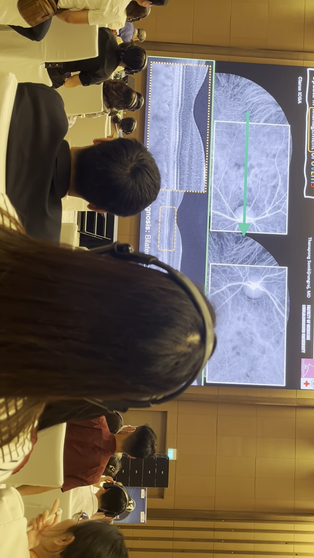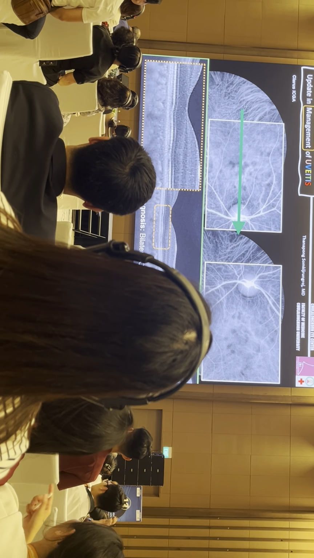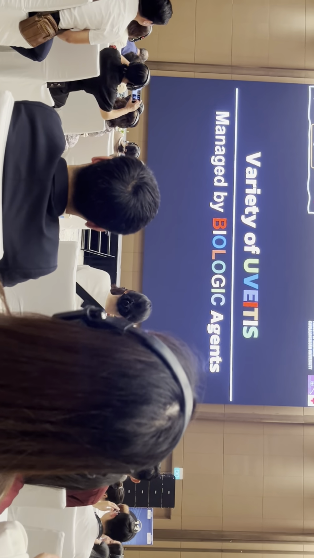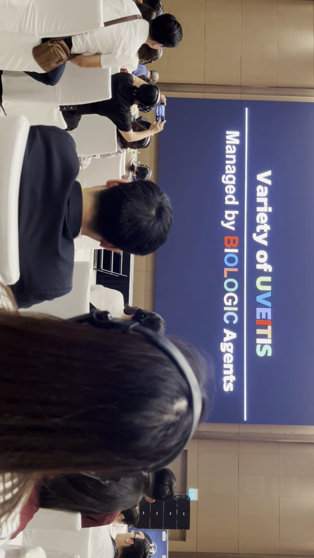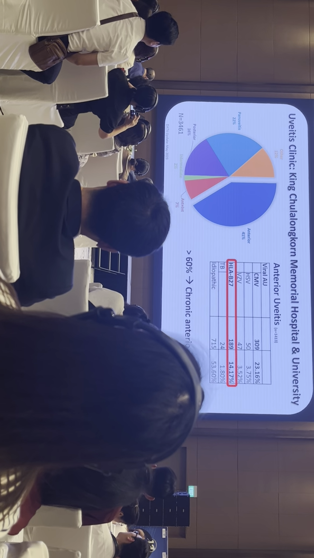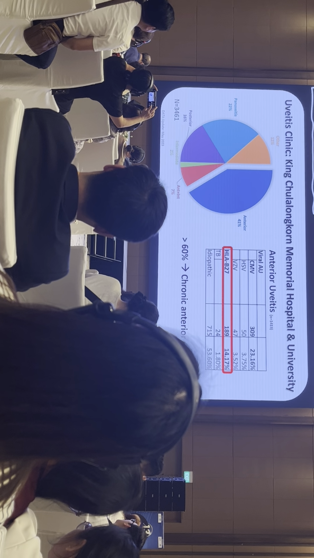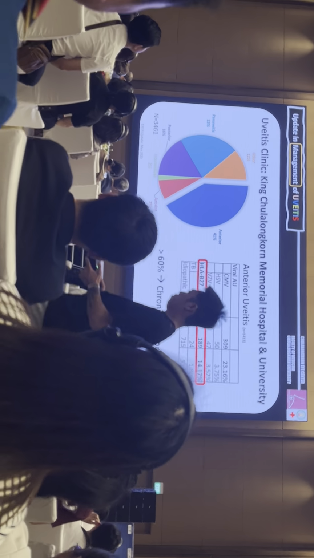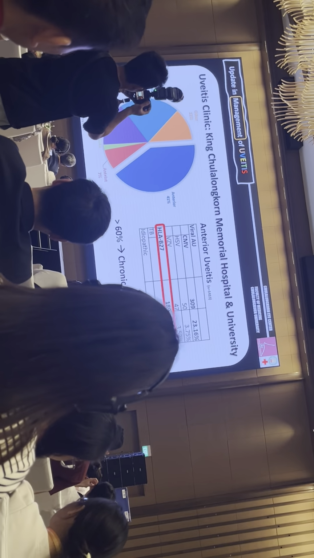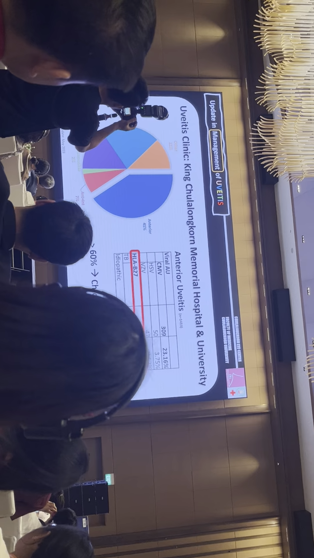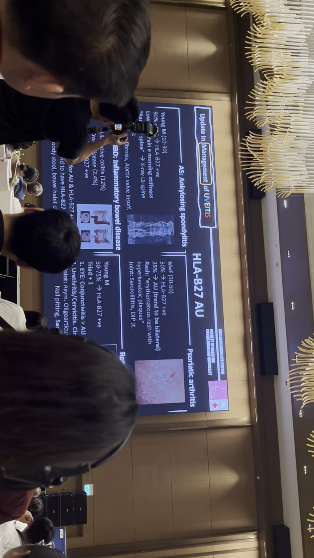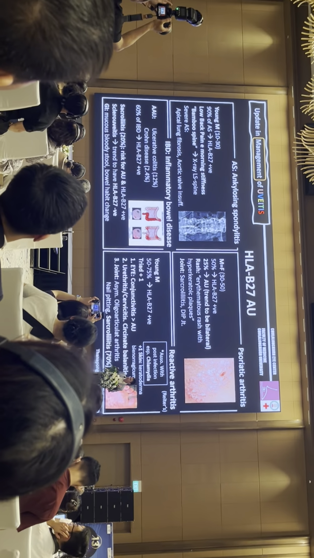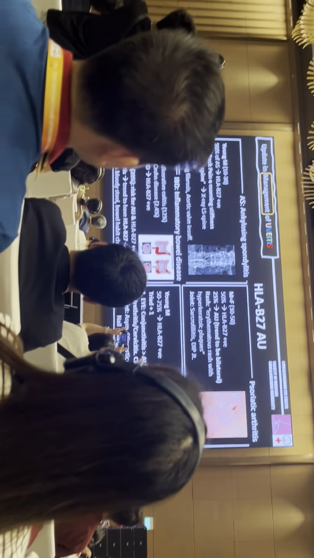So we say not just the patient's vision, but the patient's life. Okay? Next is the variety of uveitis management by biologic agents. As we know, most of the time people talk about using biologics for posterior uveitis, bad uveitis, really bad diseases, but we now use them in some cases of anterior uveitis, like HLA-B27. We all know HLA-B27 is quite a common cause of anterior uveitis worldwide.